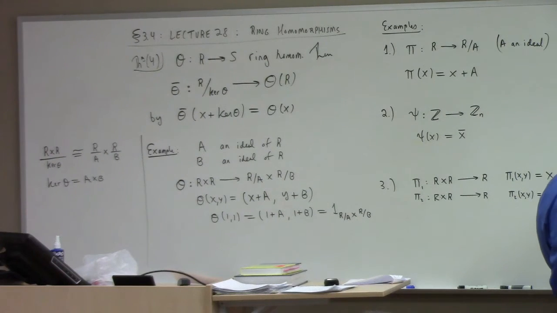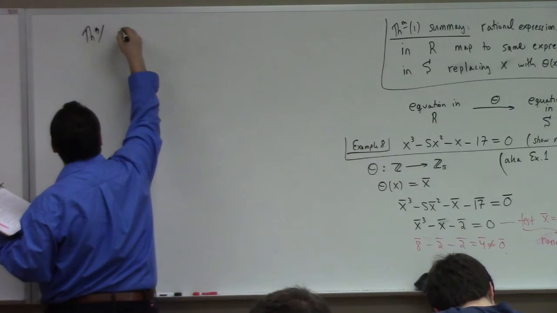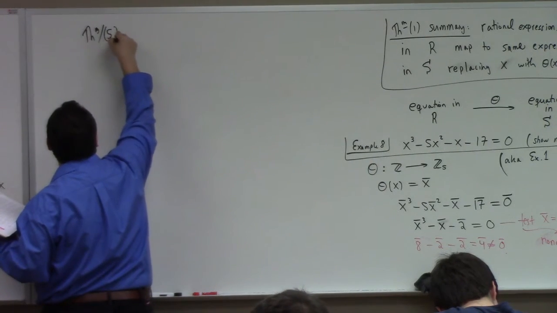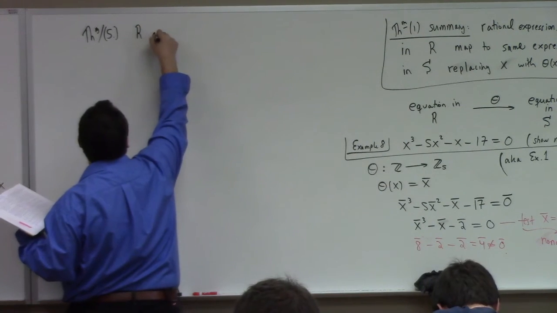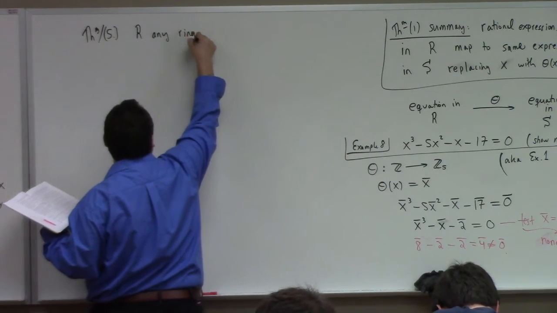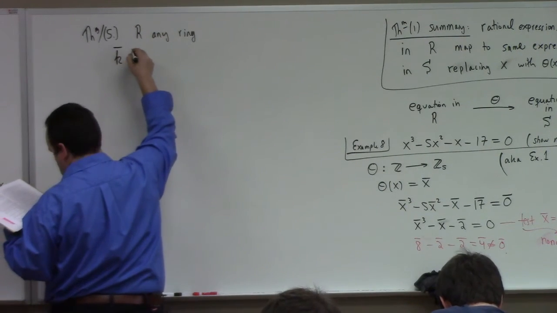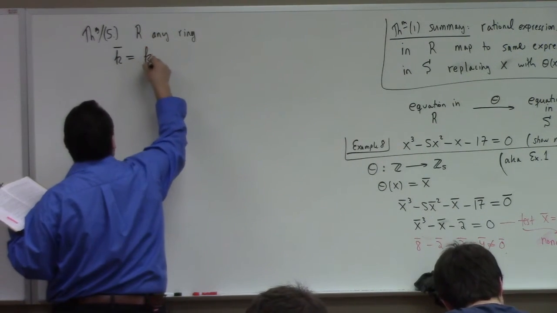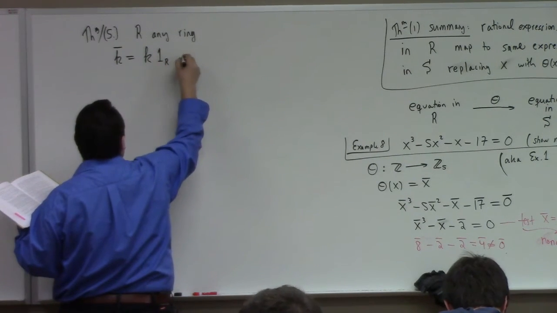Okay, so Theorem 5 says that if R is any ring, we can write K bar equals K times 1R. What's that mean? Let me just rewrite this.